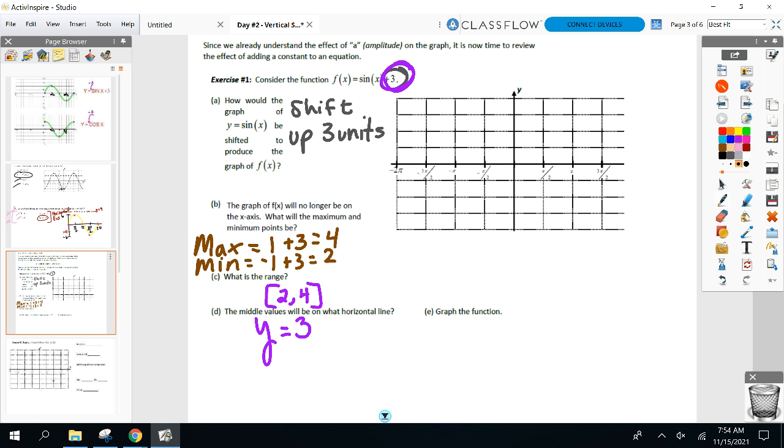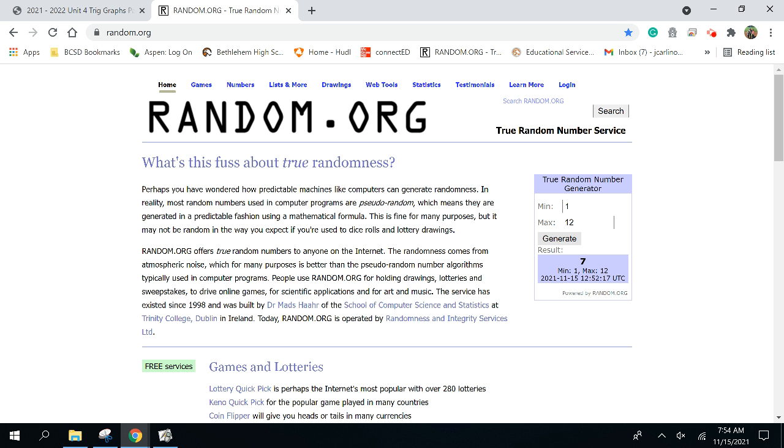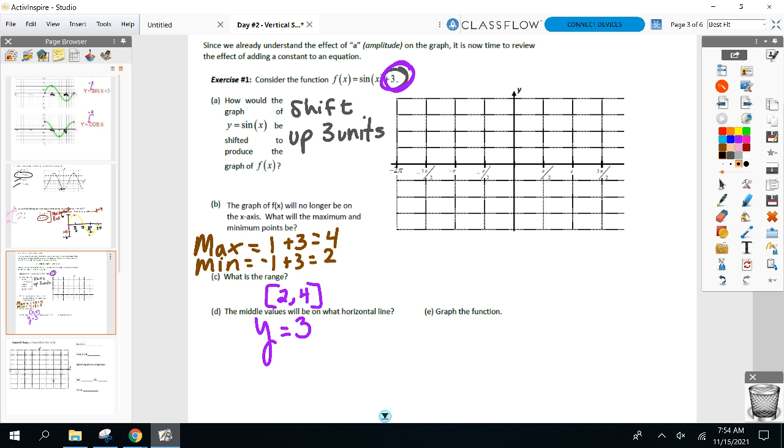Ready to graph it. Where does sine start? From Friday. Where does sine start? 0. But now what happened? I went up 3. So now it's going to start at 3. There you go. Actually, yeah, we can do that. I just want to make sure we're not going to run out of room. Everyone see that? It was 0, but I got to shift everything up 3.